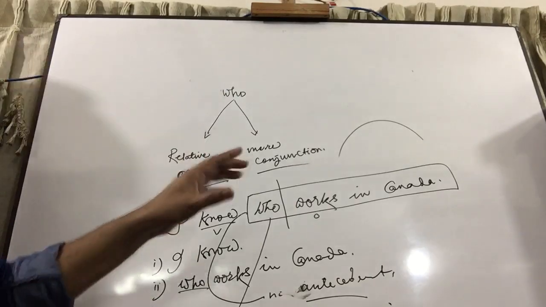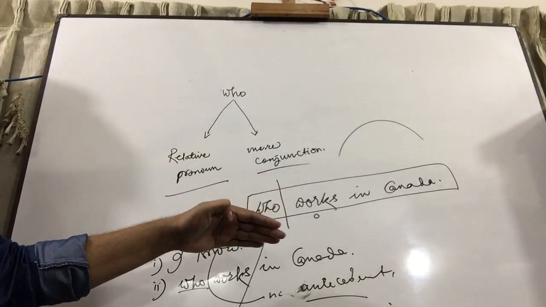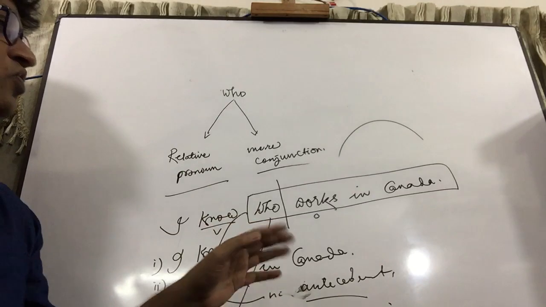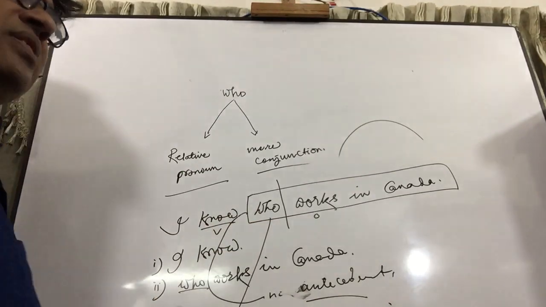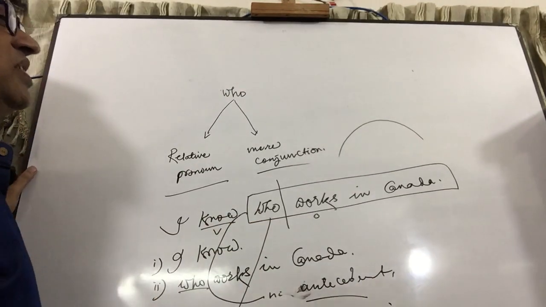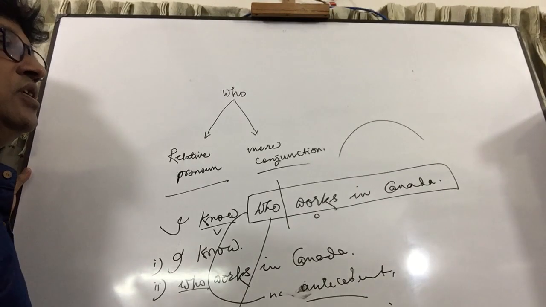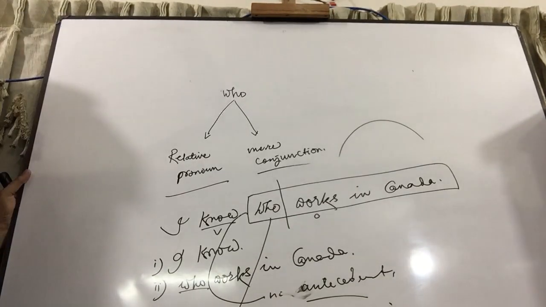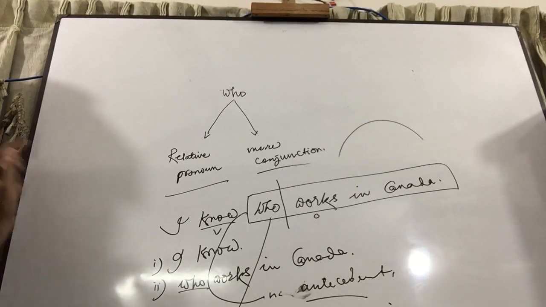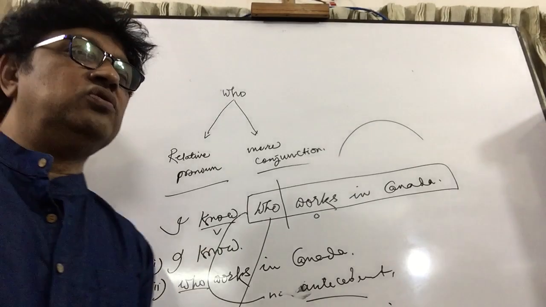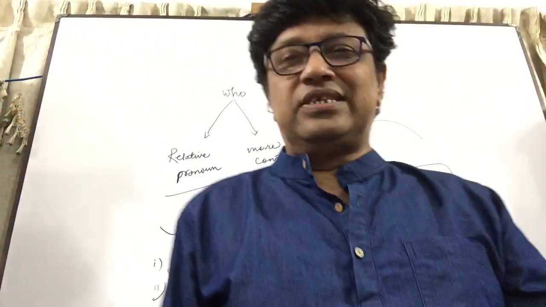When any conjunction comes here to relate, that is to supply some information about the noun that goes before, this must be termed as relative, whether it is a relative pronoun or a relative adverb. I will show this in the next classes.